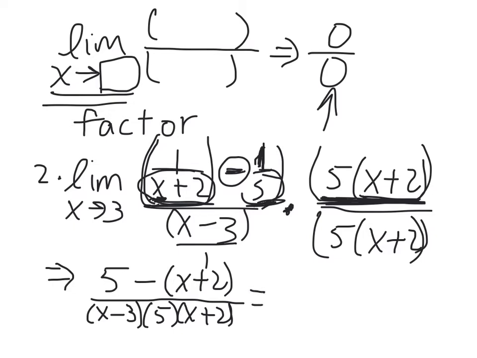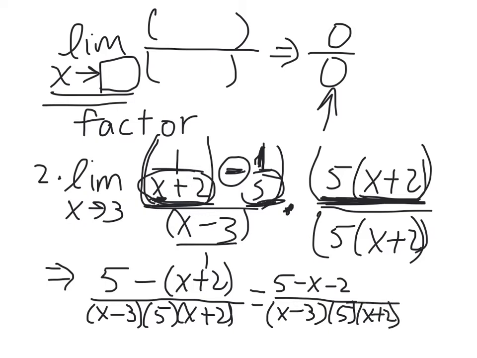Now, we've got a little more simplifying to do, but at least we've gotten rid of the complex fraction. So we'd have 5 minus x minus 2 over x minus 3, 5, and x plus 2. This one's a little tricky because the numerator turns out to be what?